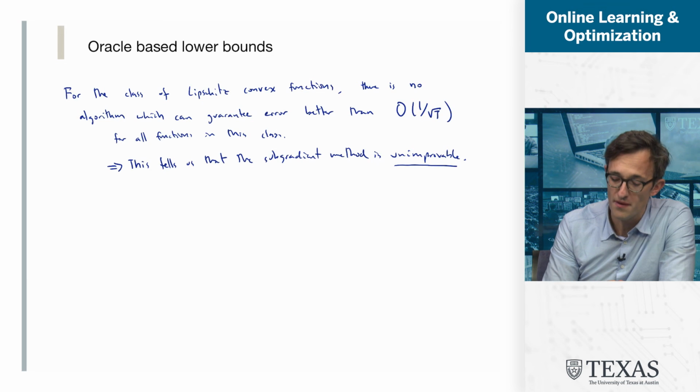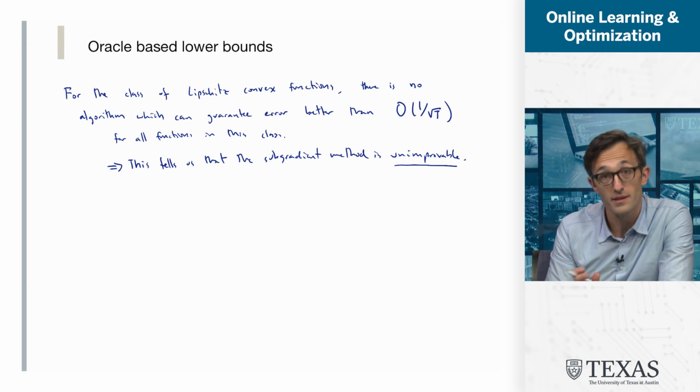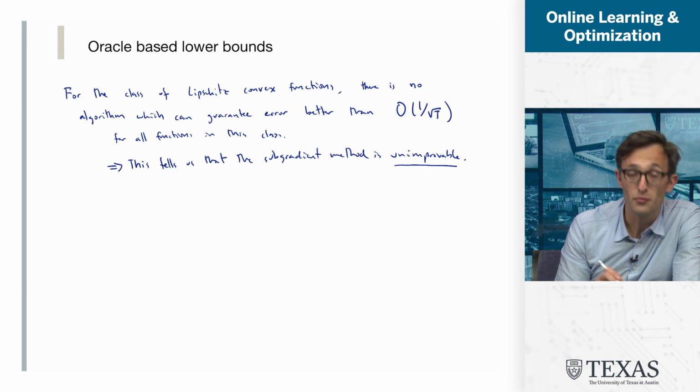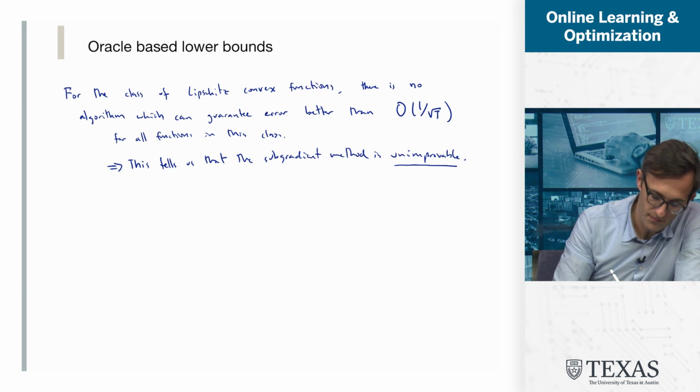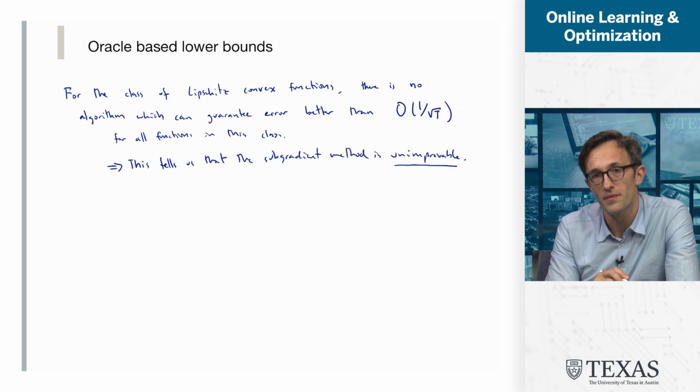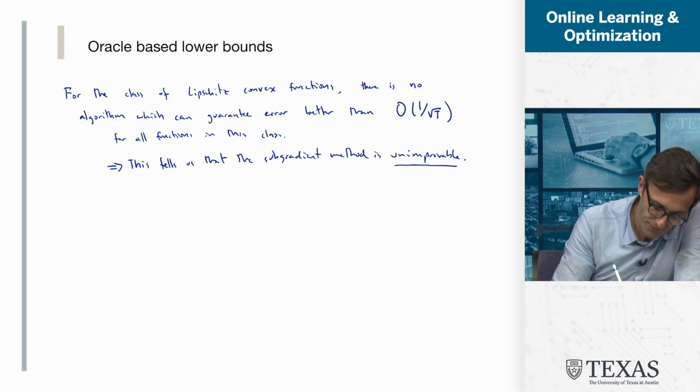If you don't have any other information about your function, then this is the best that you can do. So in this sense, the subgradient method is optimal. The news is not as good for the case of smooth functions.